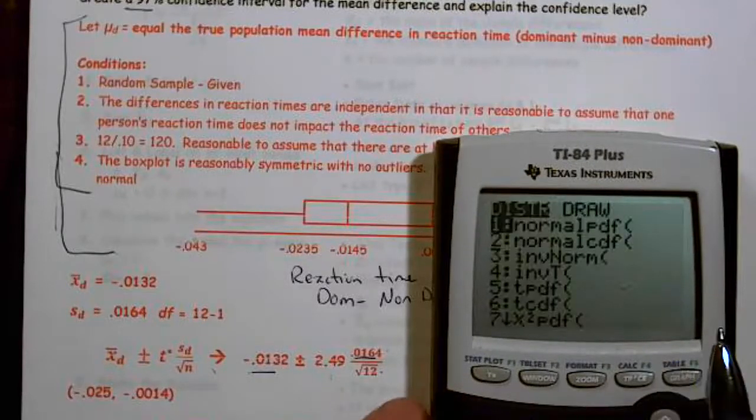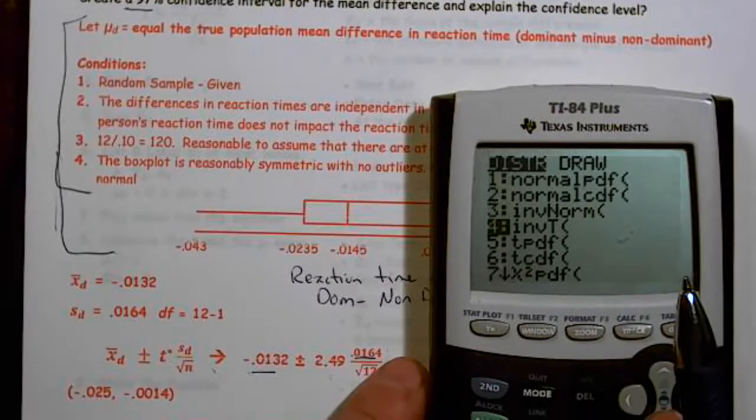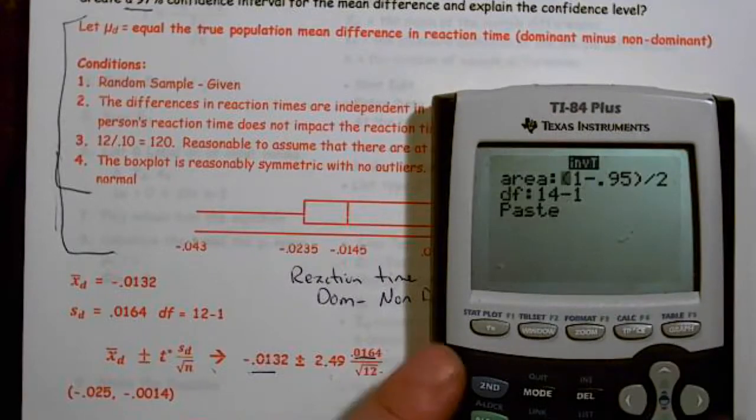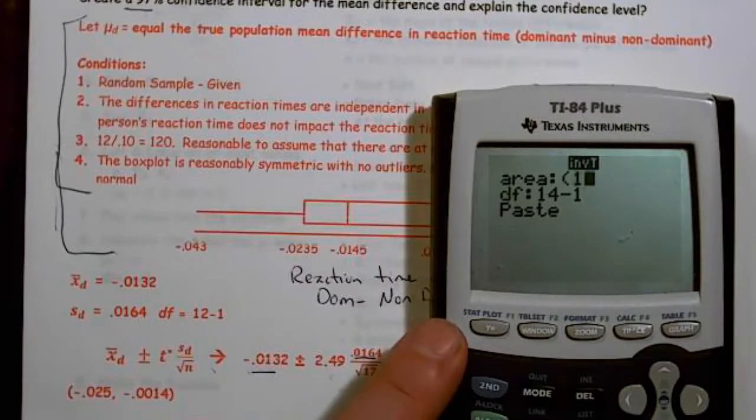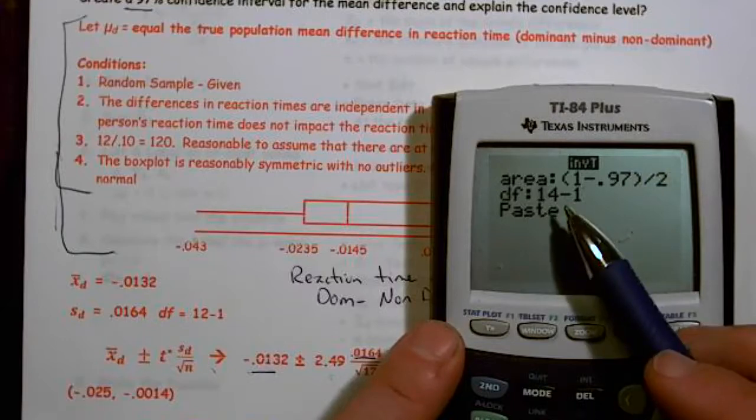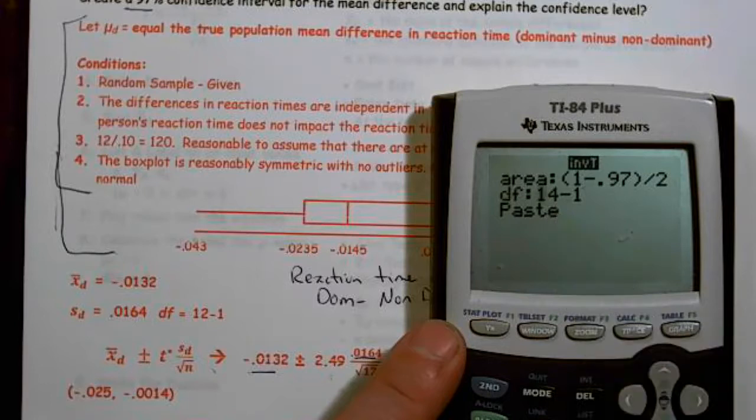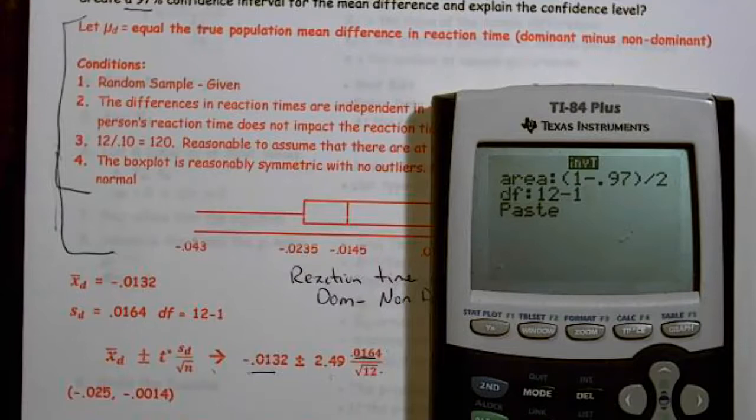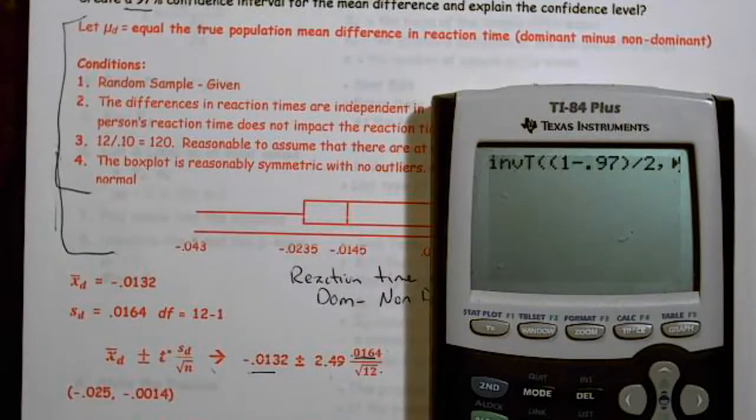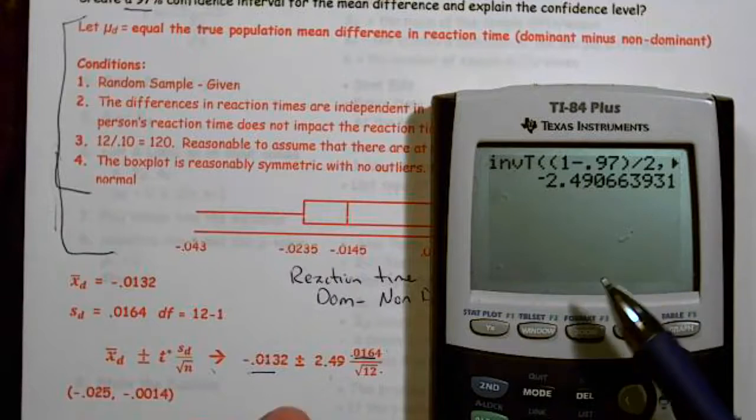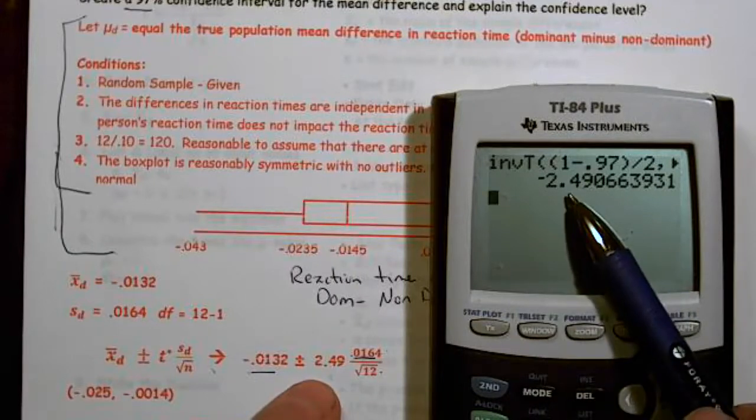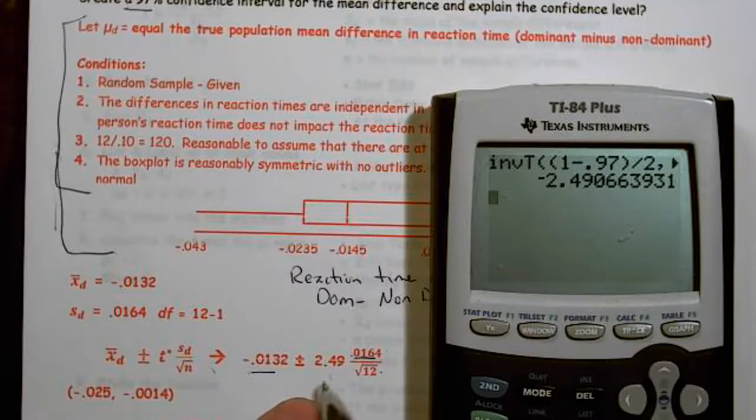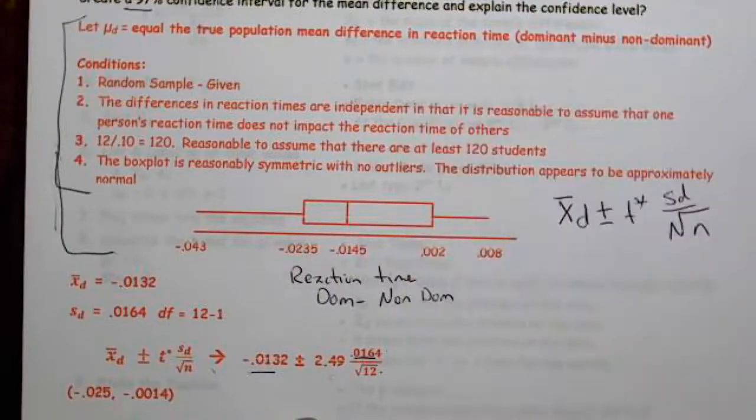So second VARS, inverse t. In this case, we had a 97% confidence interval, so 1 minus 0.97, close parenthesis, divided by 2. Degrees of freedom is sample size minus 1. In this case, 12 minus 1, because we had 12 pairs. And we end up getting 2.49. Once again, I'm a positive person, so I want to write this down as positive. I just think it's easier to work with.